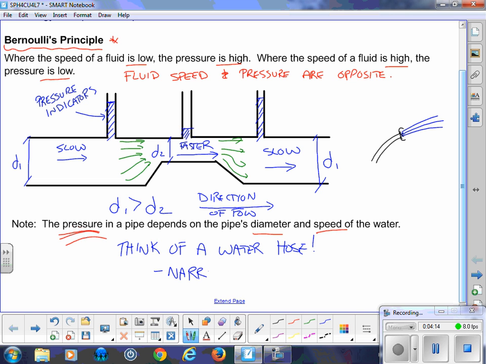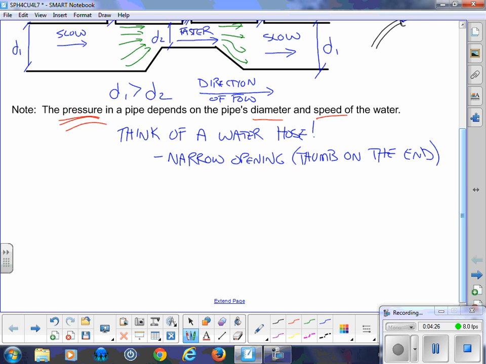Narrow opening. And I'll put thumb on the end. Increases water velocity. And shoots farther.